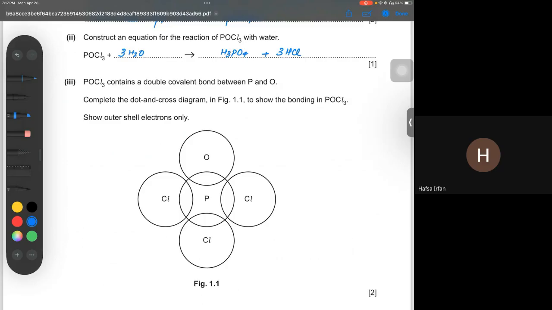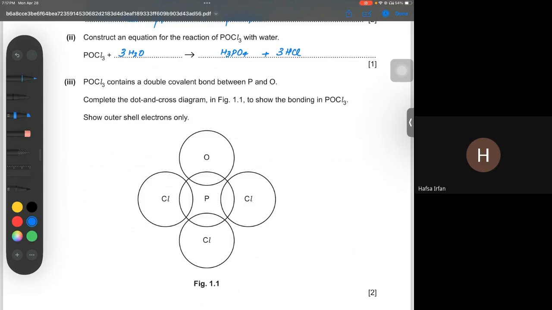How many electrons are there in the outer shell of phosphorus? Phosphorus is in group 5, so it has 5 electrons. Chlorine has 7 outer electrons, and oxygen has 6 outer electrons. So how many electrons does oxygen need to complete its outer shell? 2 electrons, of course. Oxygen needs 2 more electrons to complete its outer shell, and each chlorine needs one more electron to complete its outer shell.